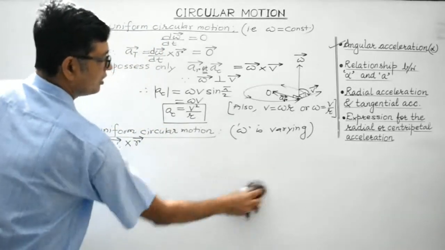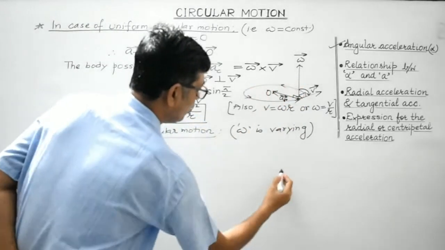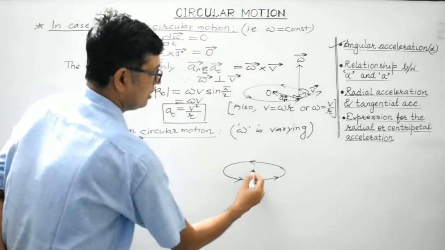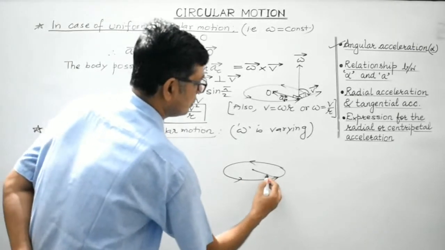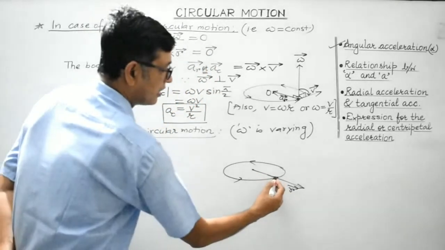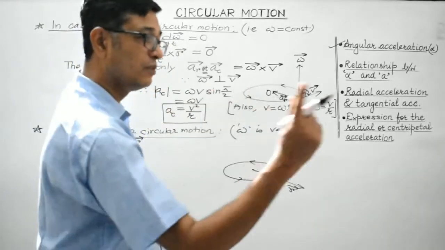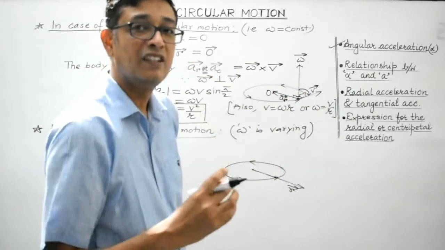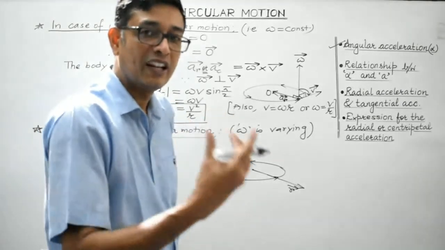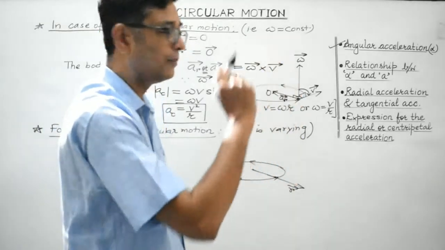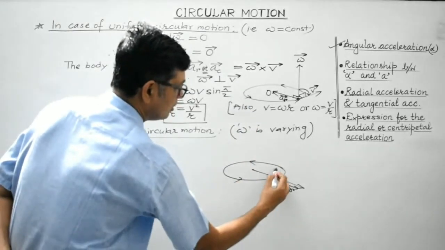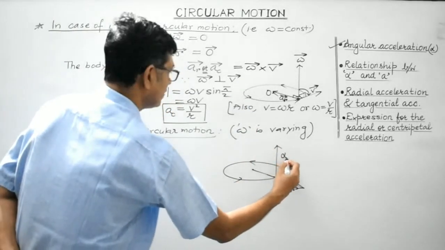We have assumed the body to be moving along a circular path in the anti-clockwise direction like this. This is the center, suppose. This is the radius, the r vector. And the alpha vector, as I told you students, in case the body is moving in the anti-clockwise direction, then infinitesimally small angular displacement, angular velocity, and angular acceleration are all directed along the axis in the upward direction. I am drawing an equal vector over here. This represents alpha.